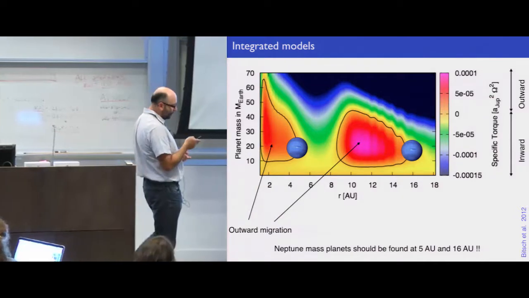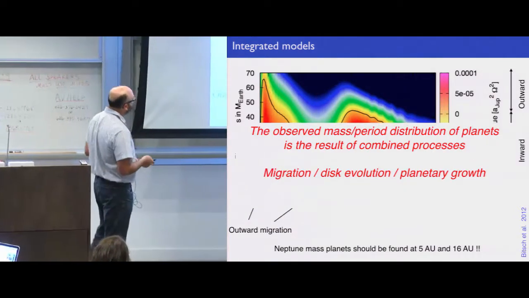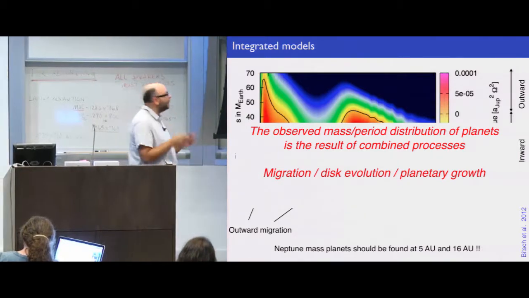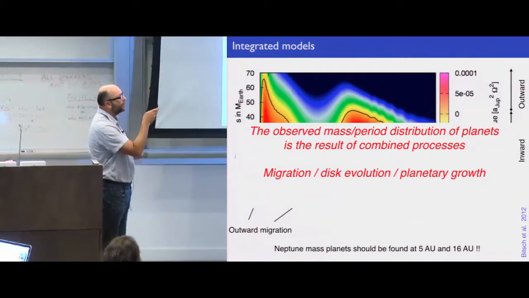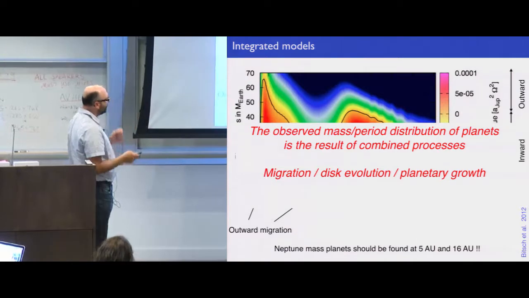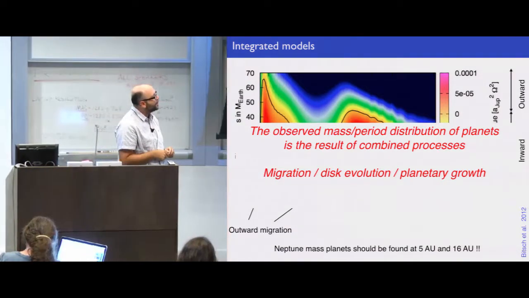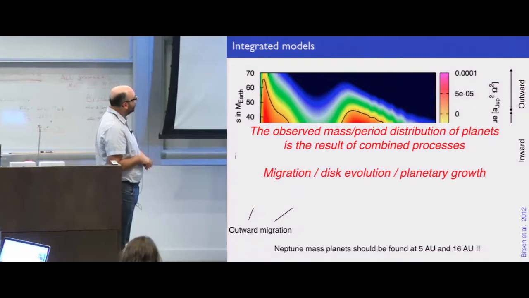So it's very important to include all these processes, because otherwise you would have a very strange conclusion that we should have Neptune mass planets only at these two locations in the disk. So just to illustrate that it is important to have the interaction between the different processes I've shown before.